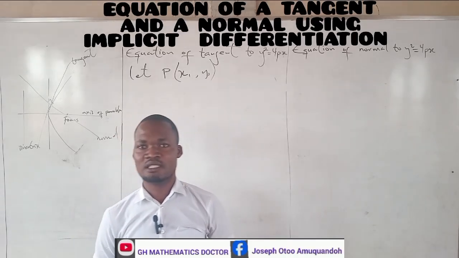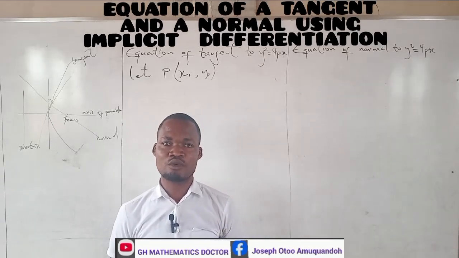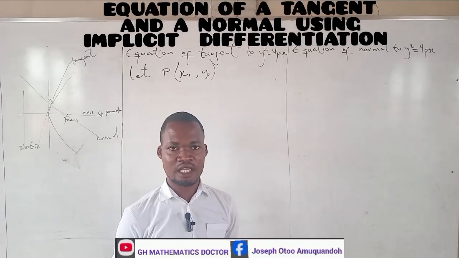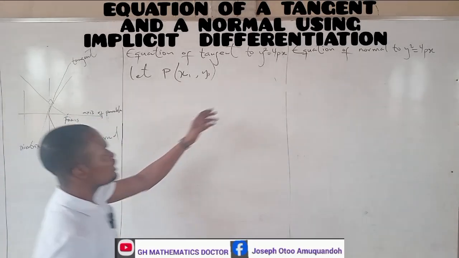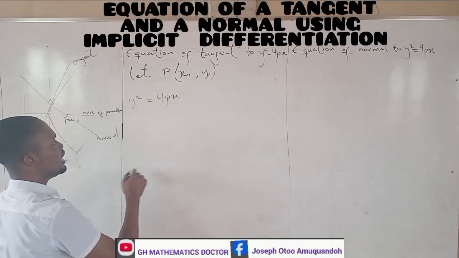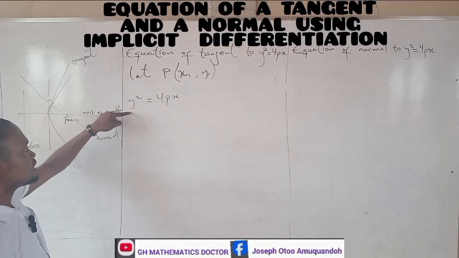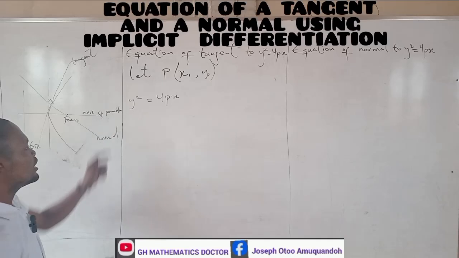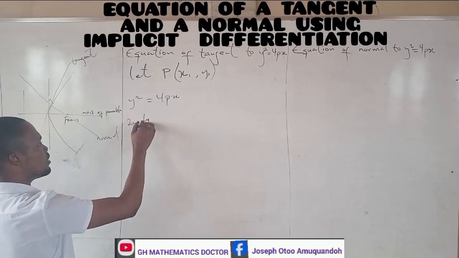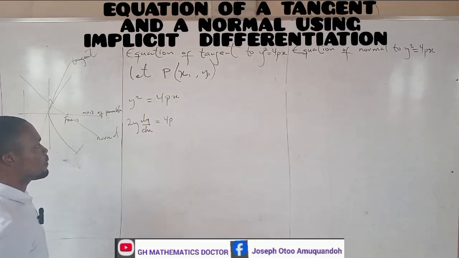Before you can generate the equation of any line, you need to know the gradient. So implicit differentiation is what we're going to apply to determine the gradient of the tangent before we can derive the equation. We are going to use y squared equals 4px and differentiate it with respect to x. On the left hand side, the differentiation of y squared will be 2y dy/dx, equal to the differentiation on the right hand side, which is 4p.